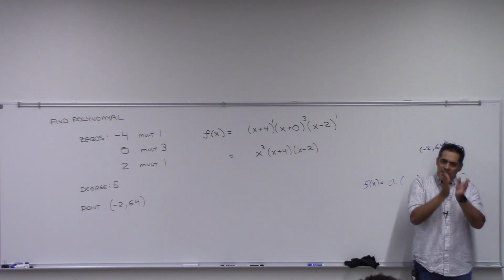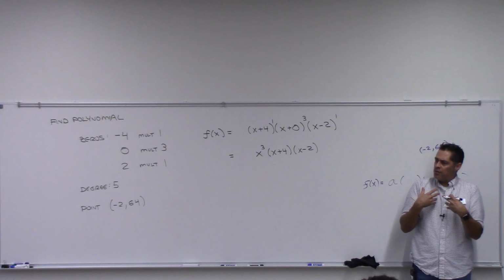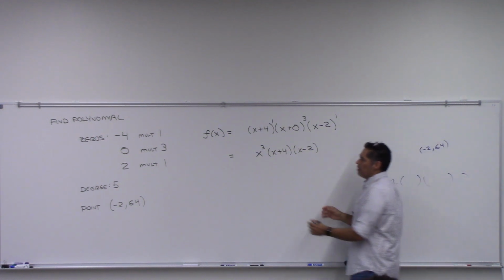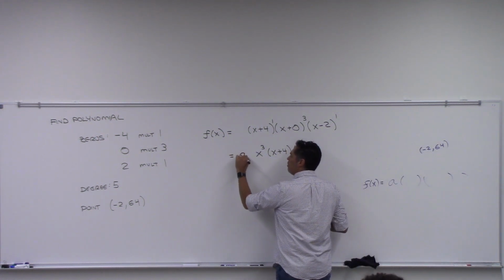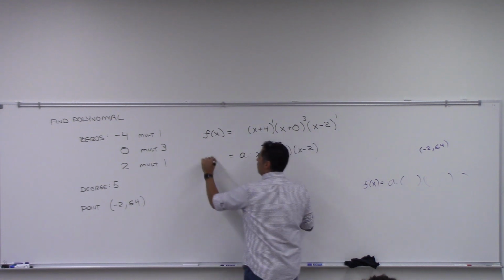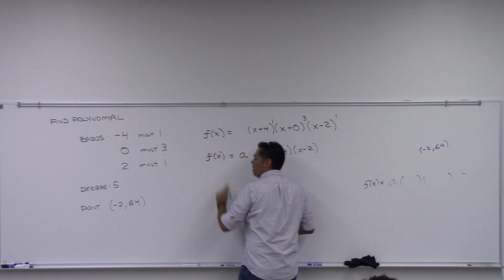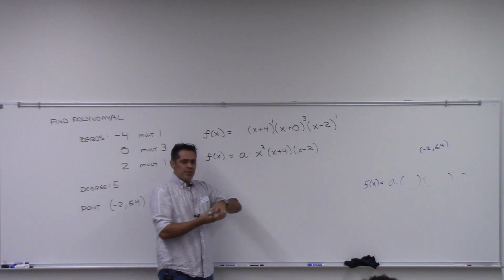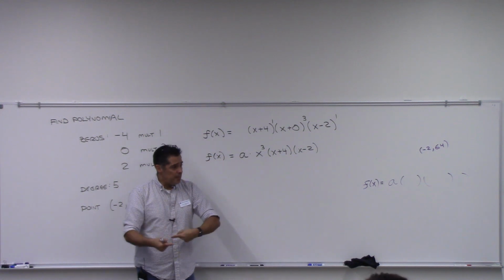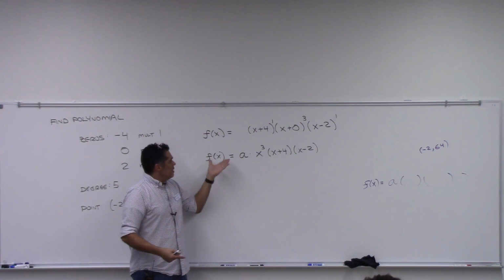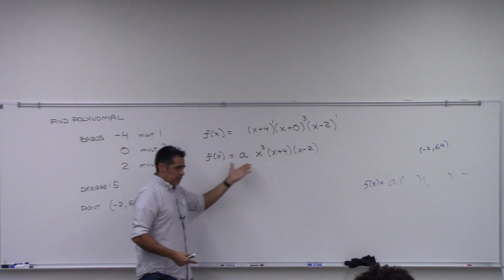But that is a specific function. That's the one I've chosen. Generally speaking, there could be any number out here, so I'm going to put an A here. There could be any number out in front of this, right? That A is either going to stretch it out, or if A is negative, it might flip it over, right? So this would be our general answer.